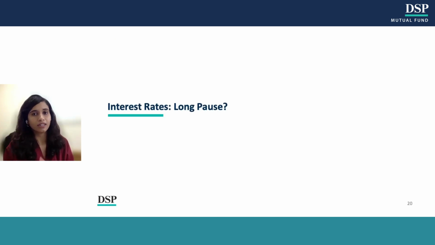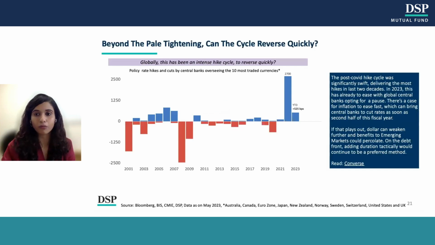Now, the final pillar. We've talked about valuations. We've talked about earnings. We've talked about the macro environment where India's growth, especially monetary economy supported growth and capex growth, looks very strong, and the flows have just started to come in. We now move on to the fourth pillar, which is the interest rates, and we think it could be a case for the long pause.